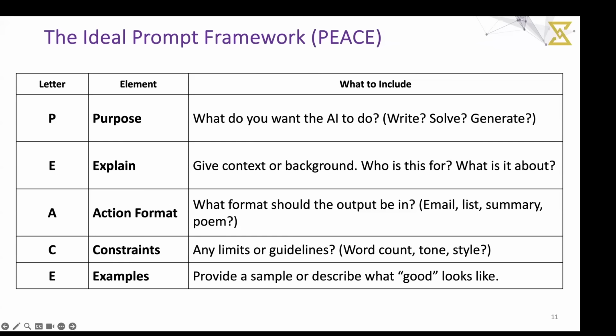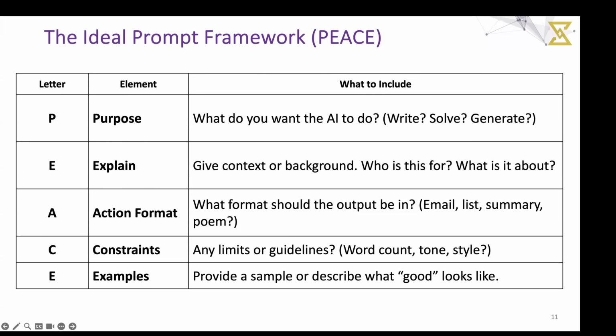The constraints, limits or guidelines, right? For example, if you're asking ChatGPT to create a social media post for Facebook, or you can ask it to create a social media post for Twitter, ChatGPT knows that Twitter has character limits. It's going to limit the output to that.